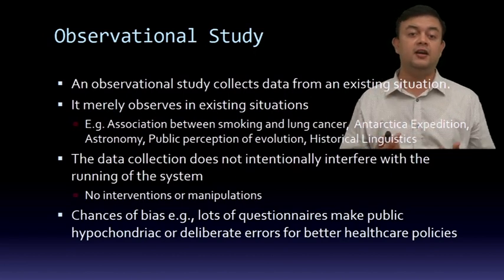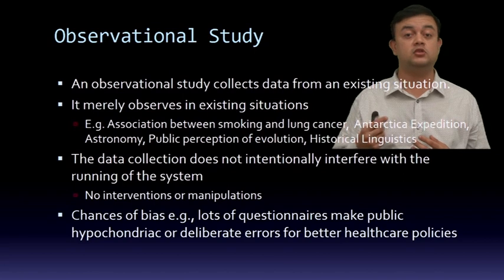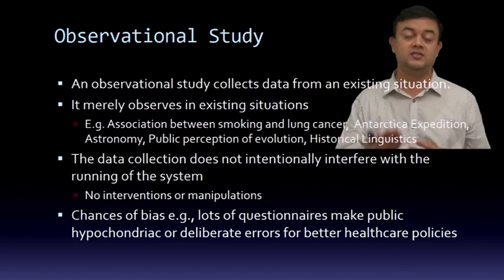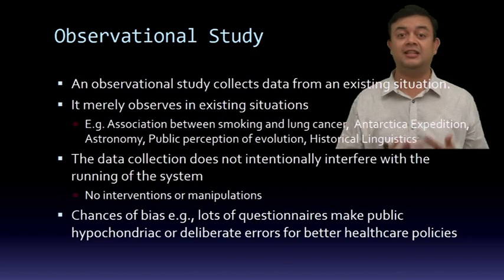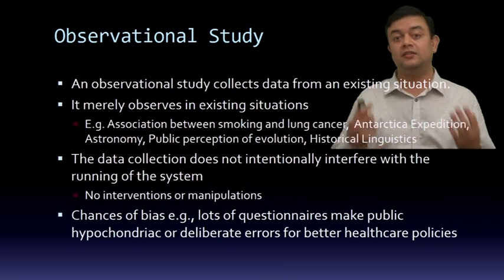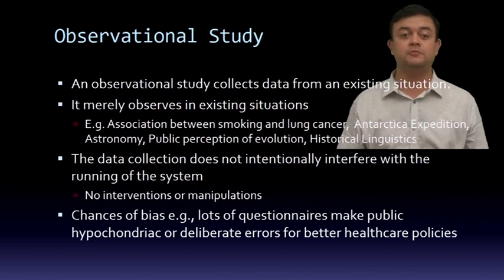Or deliberate errors for better healthcare. Everybody wants better healthcare policies from the government, so they would say that we are not satisfied with the existing medical insurance or medical care that the state is giving. So these are the chances of bias with observational studies.